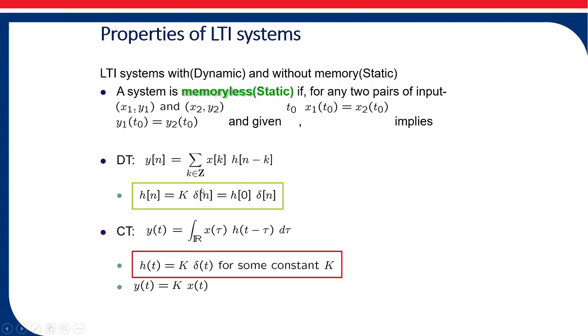This is the condition for the discrete time system, whereas for an analog or continuous time system, the condition for the system to be static is that the impulse response h of t be given by k into delta of t, where k is some constant. Then definitely the system will be a static system, a memoryless system.